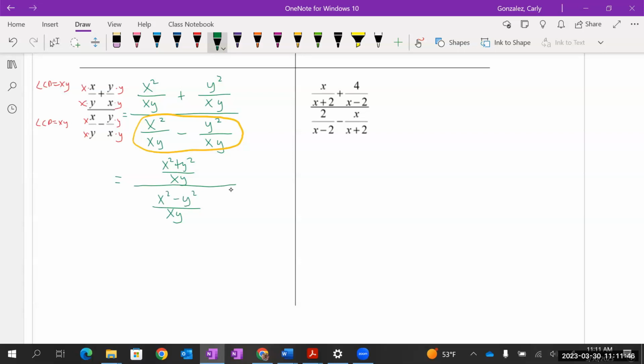Okay. So if you feel comfortable at this stage, because we have one fraction over another fraction, the denominators of both of those fractions can cancel out. So this is allowed.